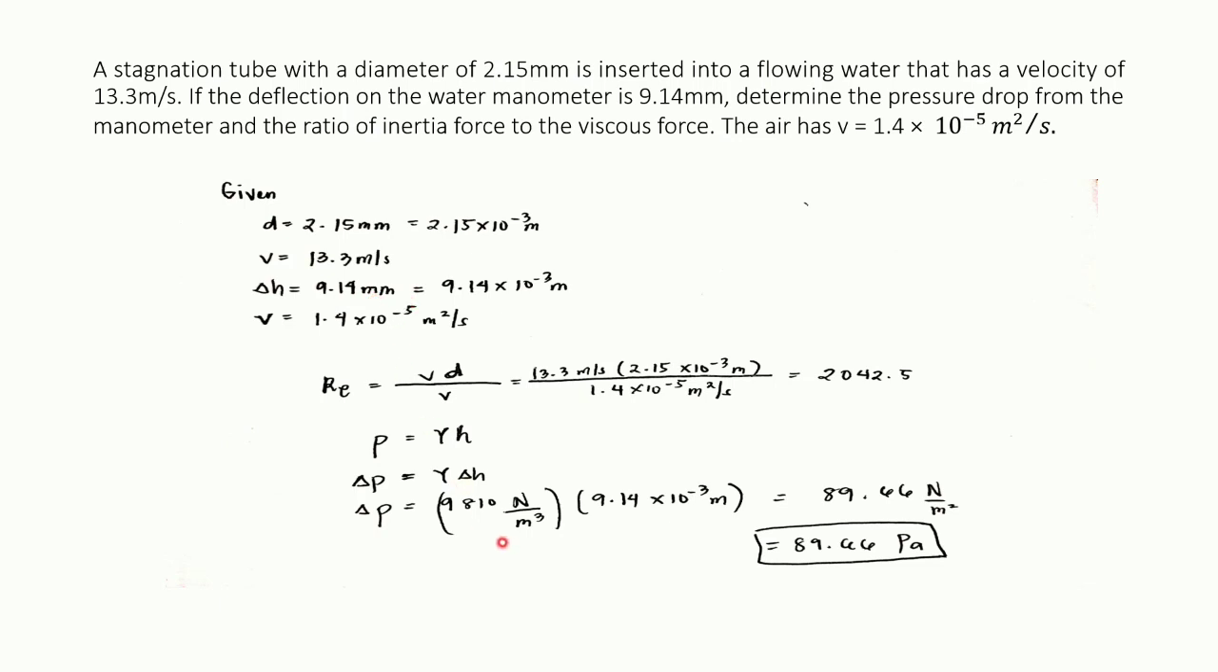So we can just plug in all the values, since the specific weight of water is already known to us. So we have the specific weight of water, which is 9,810 Newton per cubic meter, times the deflection of the water in the manometer, which is 9.14 times 10 raised to the power of -3 meter. And from that, we will get that the pressure drop is equal to 89.66 Newton per square meter. And this Newton per square meter is actually Pascal. So the pressure drop is actually 89.66 Pascal. So this is the solution for this problem.